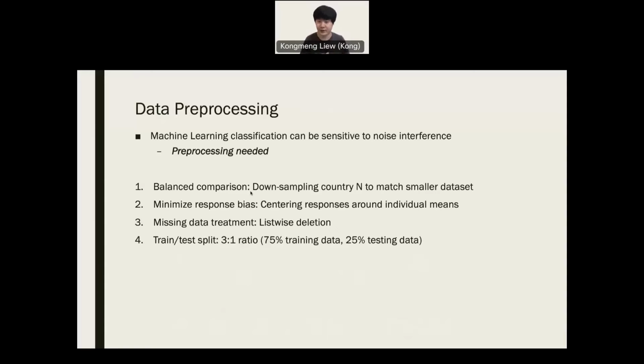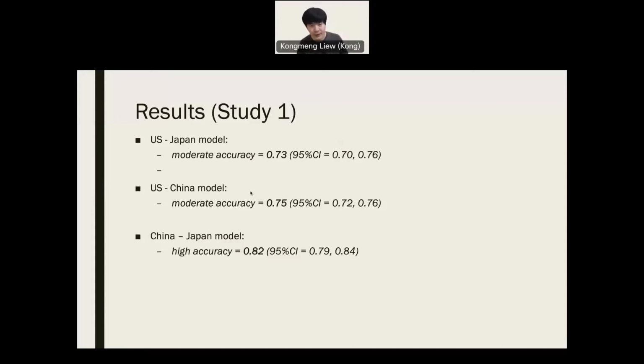This is not necessarily the best way to do this, but at the very least, we wanted to reduce the amount of response bias that we could. We also removed missing data, and then we did a train-test split for cross-validation. And so for results, we found that, quite interestingly, the US-Japan and US-China models had pretty moderate accuracy, which means there are fairly big differences between cultures.